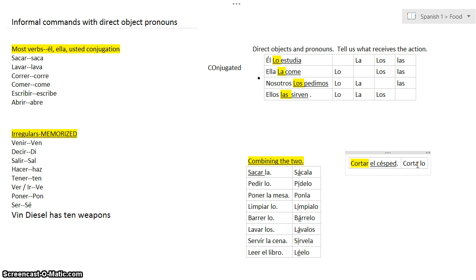And because this is a command and not a conjugated verb, we attach these two together, and then we count third to the last syllable. 1, 2, 3. We put the accent right there. Okay, cortalo.